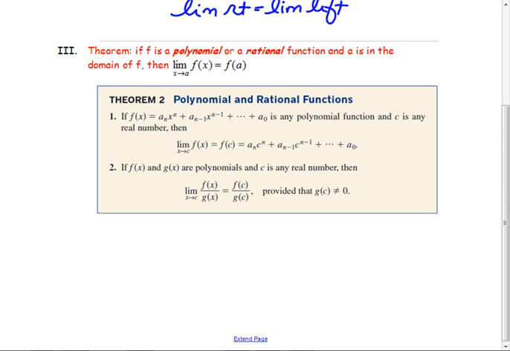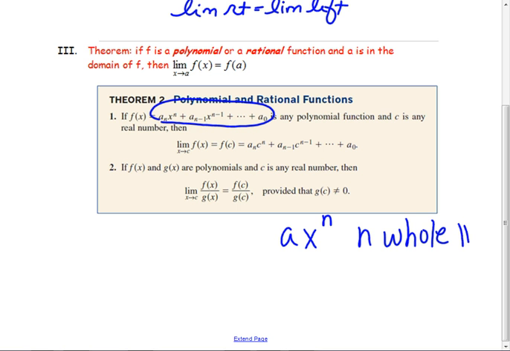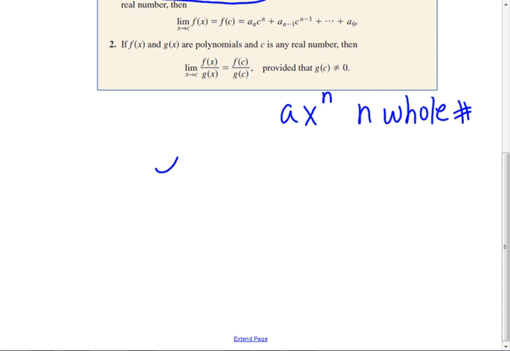What this is saying, if you have a polynomial, and guess what? This is a polynomial. It's ax to the n, where n is a whole number. Can't be a fraction, can't be a decimal, can't be a negative number, can't be any of those things. You now have a polynomial. And what this is saying is if you take the limit of a polynomial as x approaches c of f of x, because polynomials are clearly defined everywhere, they don't behave badly at all, you can just find the value of the function at c.